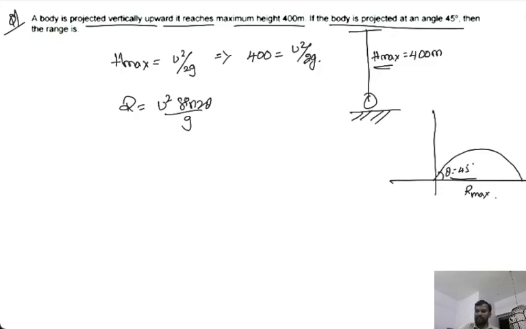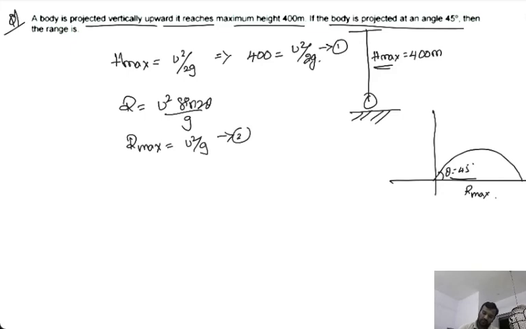But the angle mentioned is 45. Substituting 45, what happens? Sine 90. Sine 90 value is 1. At that time it becomes R max. R max is equal to u square by g. So this is equation 1 and this is equation 2.